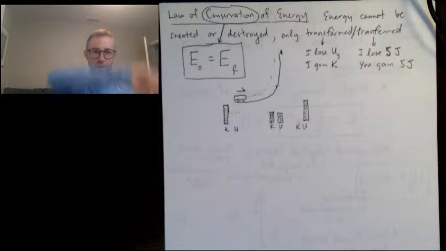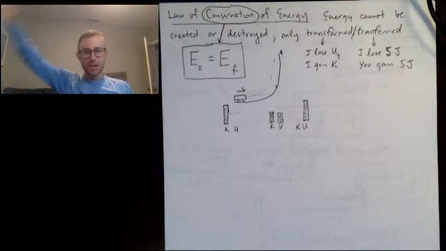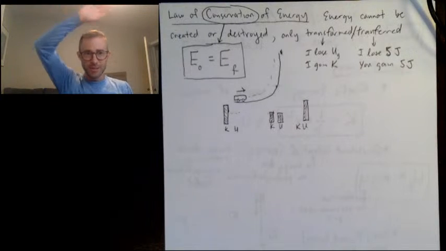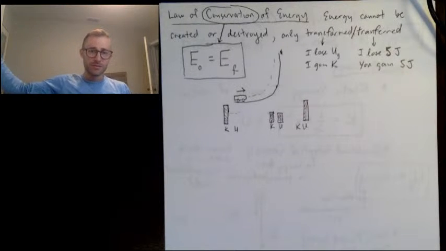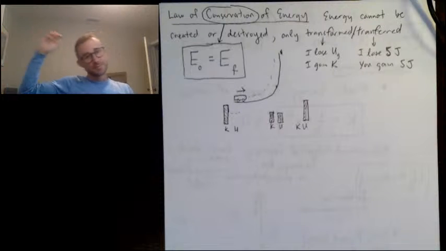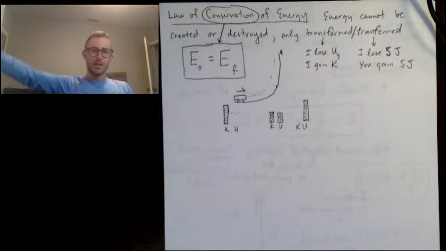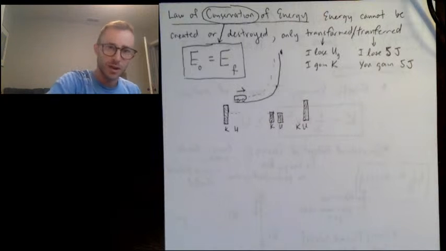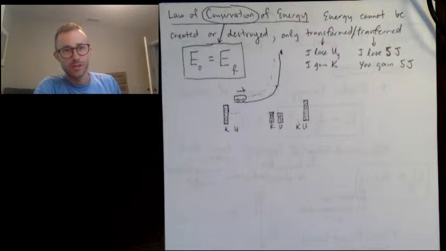Okay, if I move my arm around, I'm taking the chemical potential energy of ATP essentially. You guys know about ATP? And I'm turning it into the kinetic energy of my arm. So that's a transformation of energy.